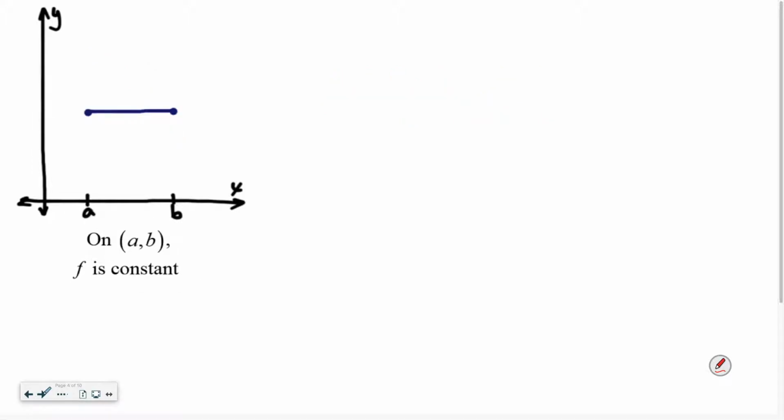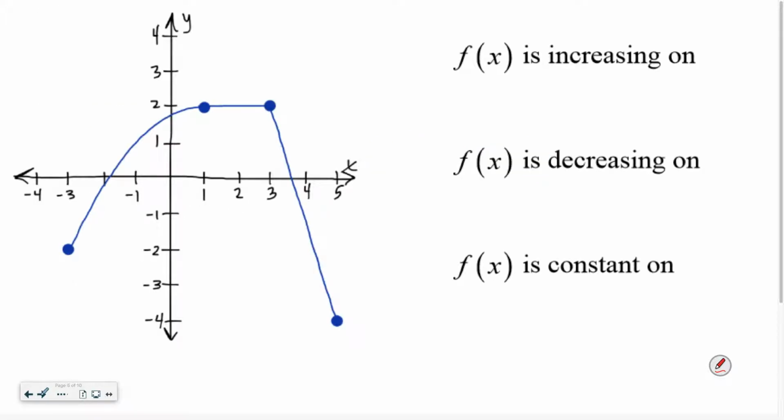If our function is constant, what's the slope? 0. So we know what it looks like. Now we know what it means based on the derivative. What we are going to do is take a function and figure out with a derivative where it is increasing and decreasing. Don't write this down. Let's just talk about this function.